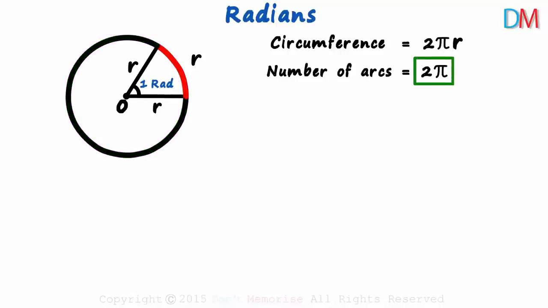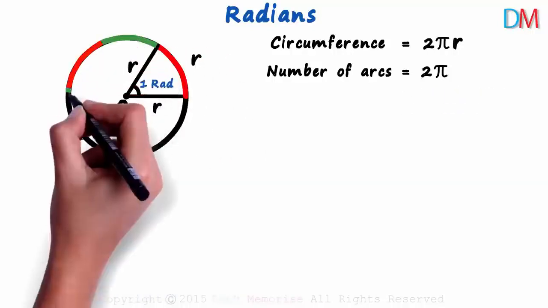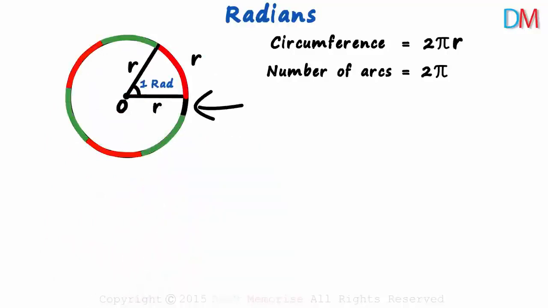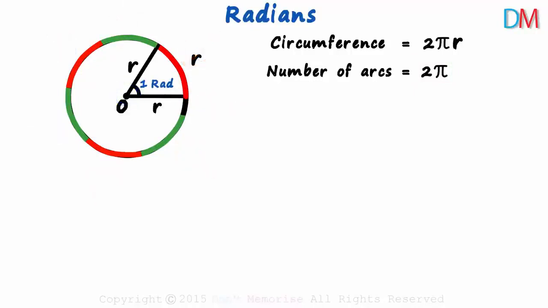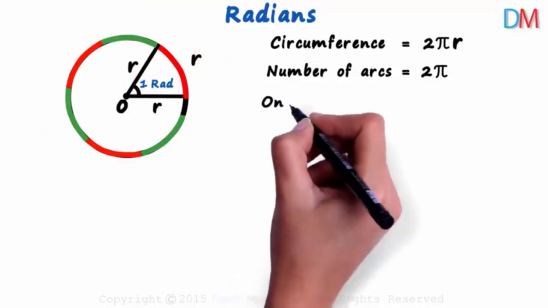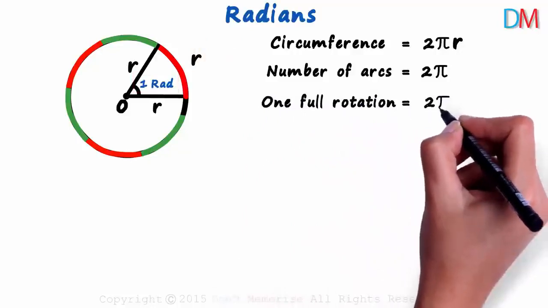2 pi arcs? What does that mean? As pi is approximately 3.14, we would need 6.28 arcs to cover the circumference. How would it look? This is 1 arc, 2, 3, 4, 5, 6, and a little part left for 0.28 arc or 28% of an arc. So we need 2 pi arcs to cover the entire circumference. And what does each arc correspond to at the center? We have seen that 1 arc corresponds to 1 radian at the center. It implies that to complete 1 full rotation, we would need 2 pi radians.